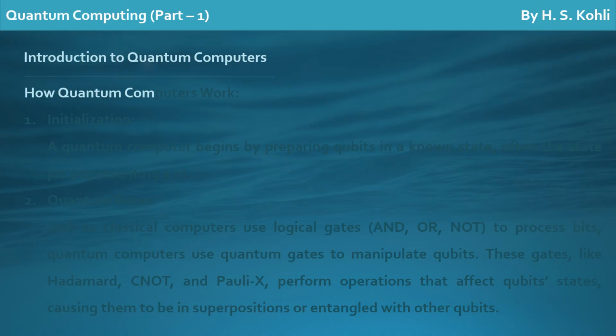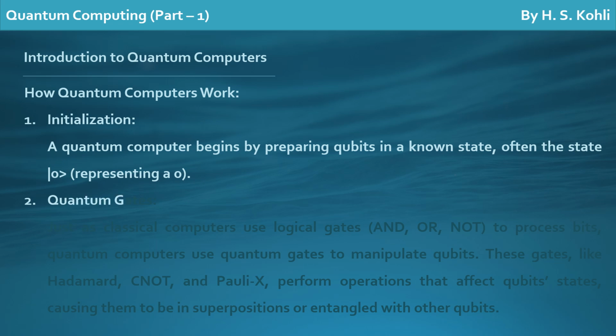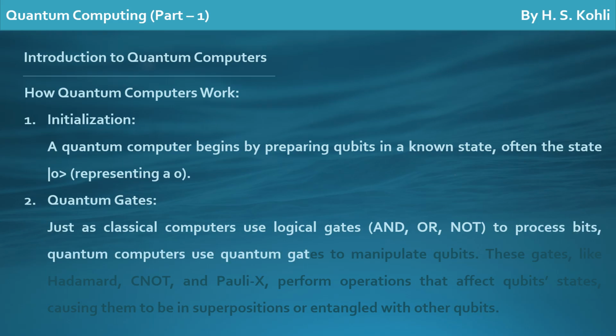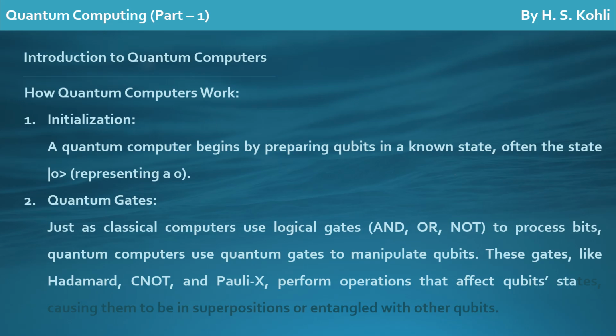How quantum computers work. 1. Initialization. A quantum computer begins by preparing qubits in a known state, often the state 0, representing a 0. 2. Quantum gates. Just as classical computers use logical gates (AND, OR, NOT) to process bits, quantum computers use quantum gates to manipulate qubits. These gates, like Hadamard, CNOT, and Pauli-X, perform operations that affect qubit states, causing them to be in superpositions or entangled with other qubits.